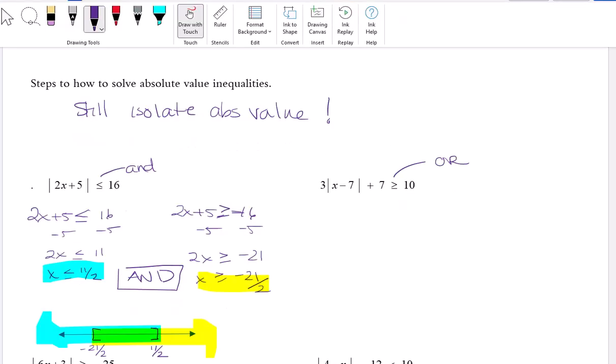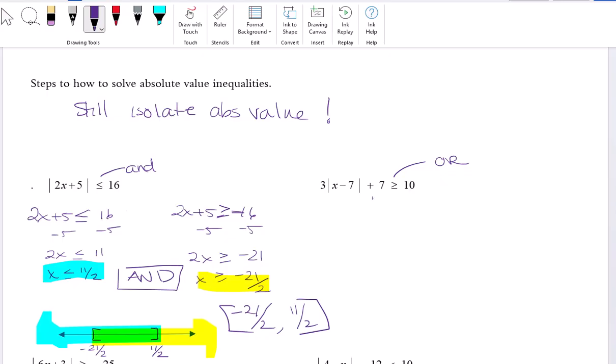So we've graphed both of these situations, and the one thing we have to do is give the solution set. So again, remember the "and" is the intersection, or the overlap, between both of them. So we have negative 21 over 2 going to 11 halves, and they both need to have the squared-off brackets.